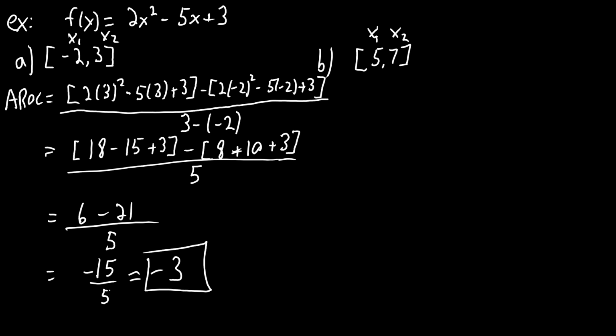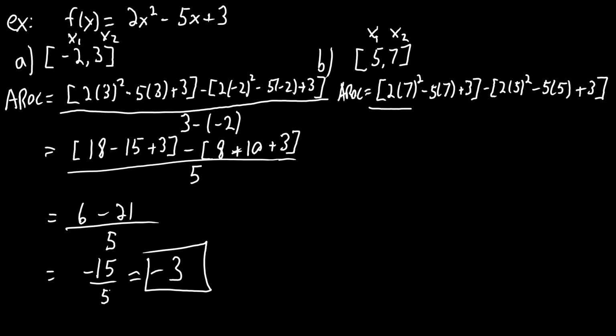Alright, so part B here, let's just write this out again. Average rate of change is going to be 2 times 7 squared. And once again, I'm going to try to write this a little smaller so I can fit everything in here. Minus 5 times 7 plus 3 minus 2 times 5 squared minus 5 times 5 plus 3. And we're going to have just 7 minus 5 on the bottom.